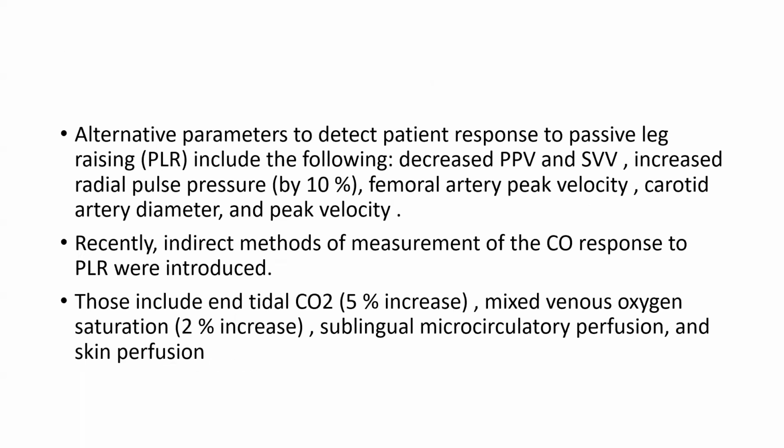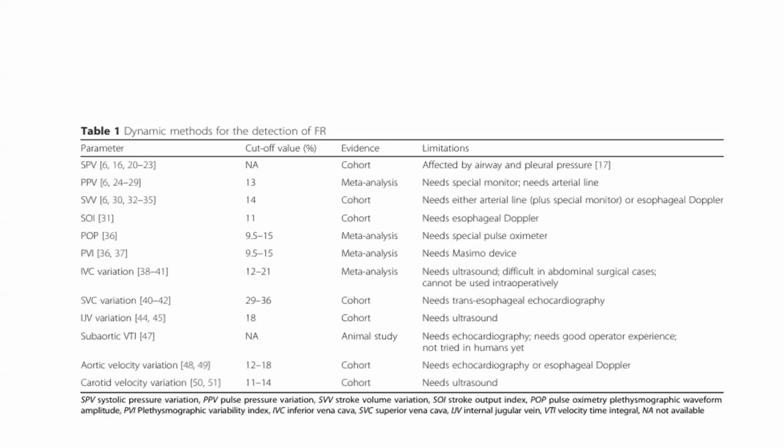Alternative parameters to detect patient response to passive leg raising include the following: decreased pulse pressure variation and stroke volume variation, increased radial pulse pressure, femoral artery peak velocity, carotid artery Doppler, and peak velocity. Recently, indirect methods of measurement of cardiac output response to PLR were introduced. These include end-tidal CO2, mixed venous O2 saturation, sublingual microcirculatory perfusion, and skin perfusion. So these are the dynamic methods for detection of fluid responsiveness.